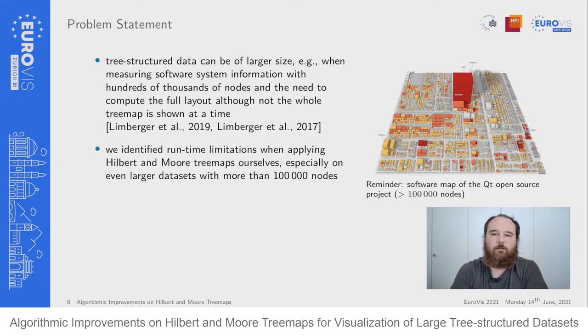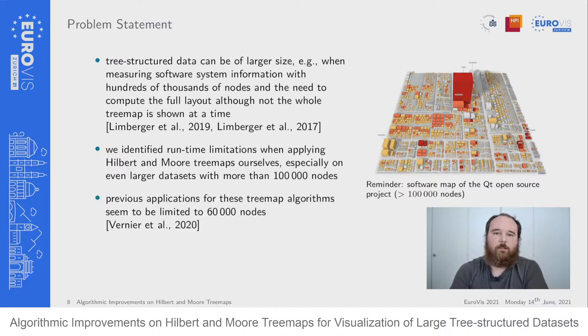You may recall my example from the beginning, the Qt open source project, which has above 100,000 nodes. When applying those algorithms to those datasets, we had actual runtime issues. And through the literature, we found that Hilbert and Moore treemaps were used with treemaps with up to 60,000 nodes, but nothing above.